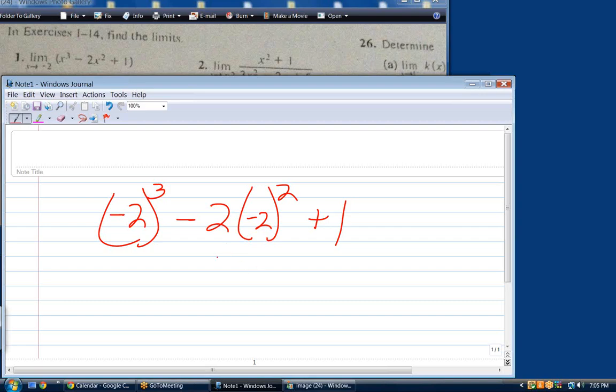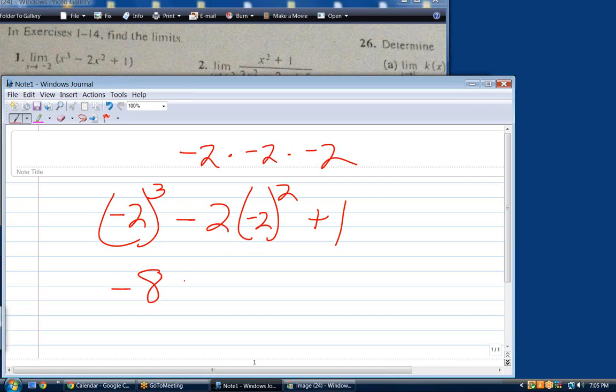What's negative 2 cubed? It's negative 8. We got negative 2 times negative 2 times negative 2. That's three negatives in a row, which produce a negative. Okay?